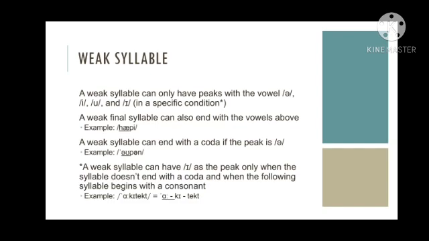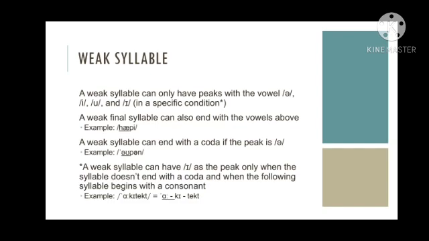And then we move to the weak syllable. A weak syllable can only have peaks with the vowels schwa, i, and u, but in a specific condition. Like the first, a weak final syllable can also end with the vowels above. The example is "happy". The peak is i. The second, a weak syllable can end with a coda if the peak is schwa. The example, "a pond".